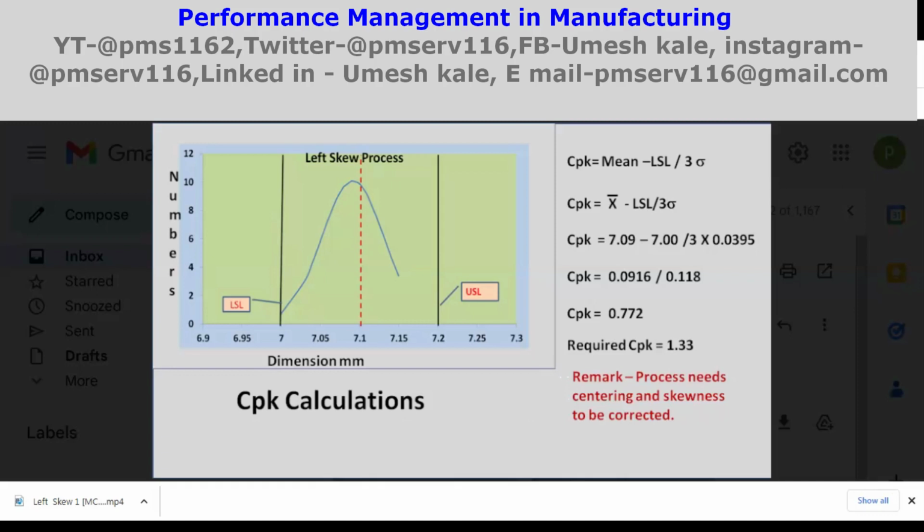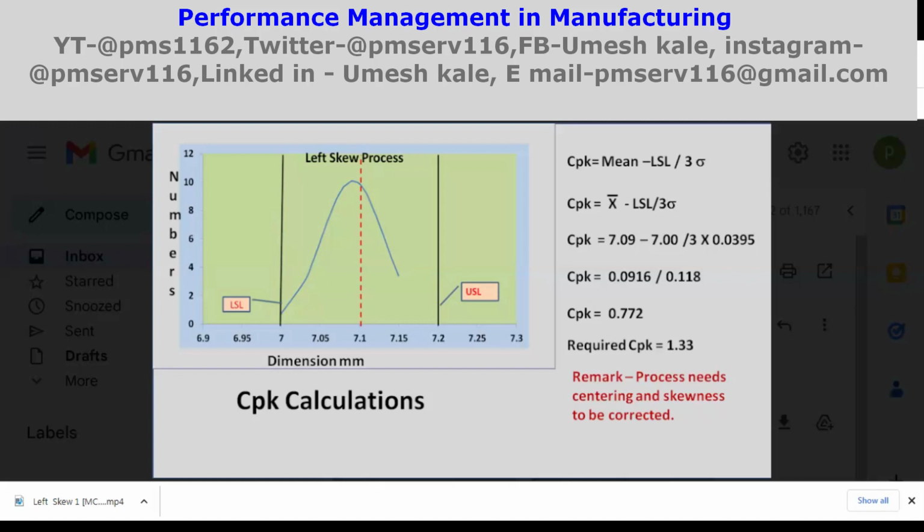Now we will go to the CPK calculation. To calculate the skewness and centering of the process, we have to do the CPK, that is the process capability index. The formula of the CPK is mean minus LSL divided by 3 sigma. Another formula for CPK is x bar minus LSL divided by 6 sigma.